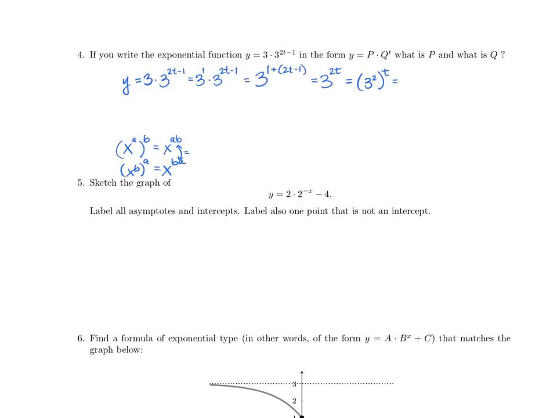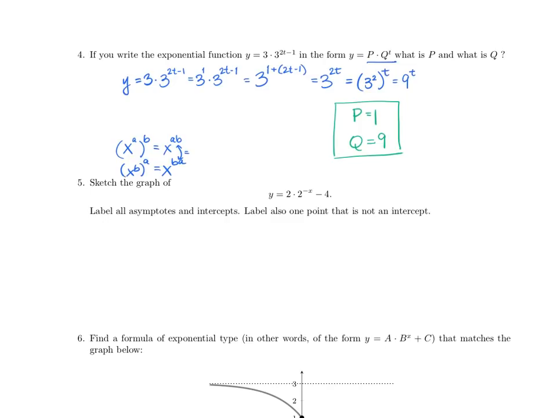Now, of course, 3 raised to the second power is just fancy for 9. And we're pretty much done. Note that in this format here, that means for us, p is equal to 1, right? This entire thing is being multiplied by 1, and q is equal to 9. And those are our final answers there.